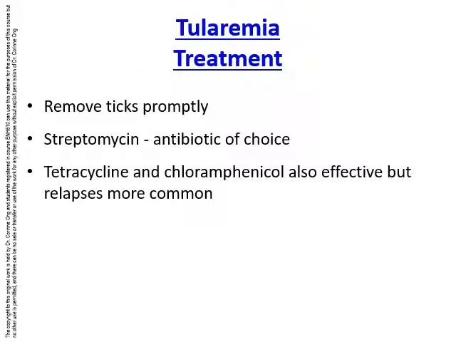Tularemia can be treated with antibiotics. It is best to remove ticks promptly to prevent further transmission of the pathogen. Some of the antibiotics, the more common ones that are given, are very effective, but there have been reports of relapses occurring with a few of these antibiotics.